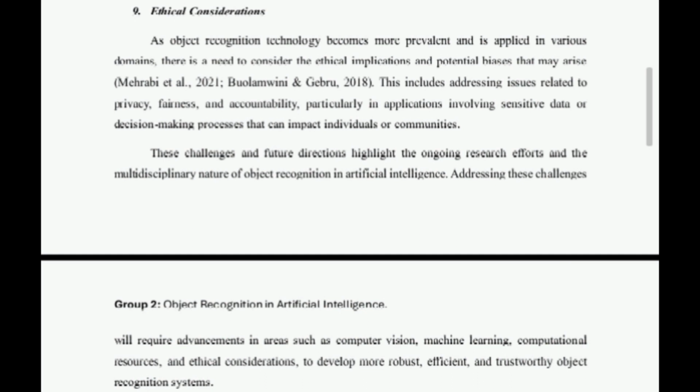These challenges and future directions highlight the ongoing research efforts and the multidisciplinary nature of object recognition in artificial intelligence. Addressing these challenges will require advancements in areas such as computer vision, machine learning, computational resources, and ethical consideration to develop more robust, efficient, and trustworthy object recognition systems.